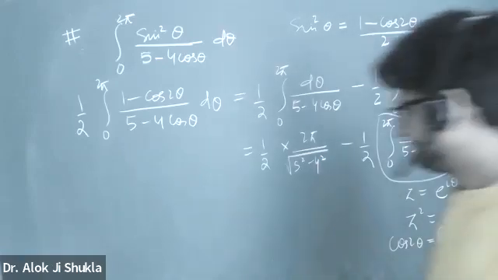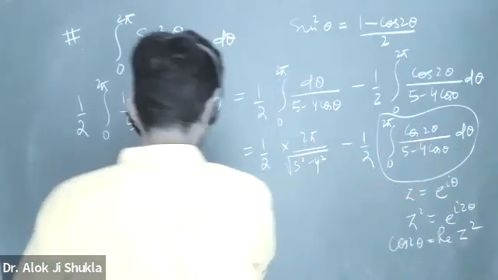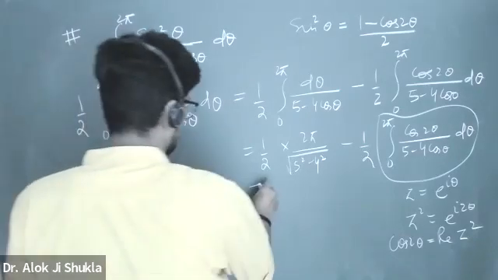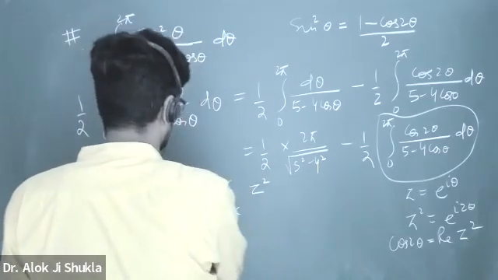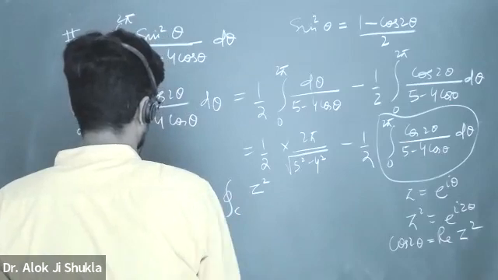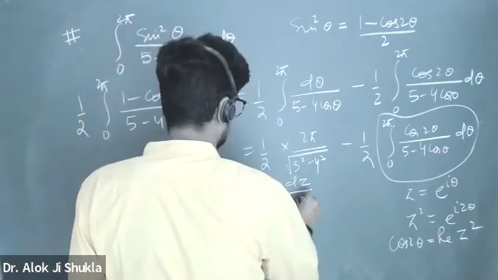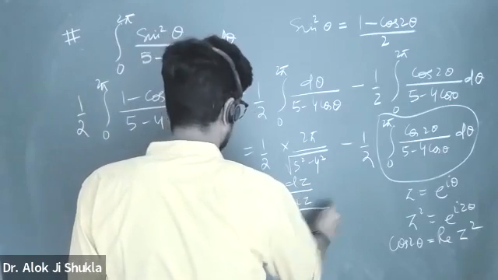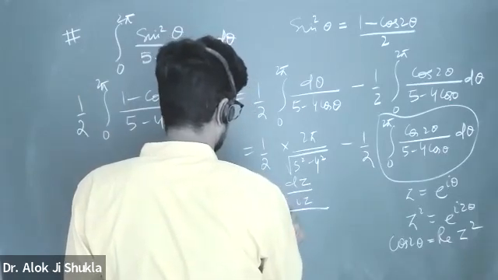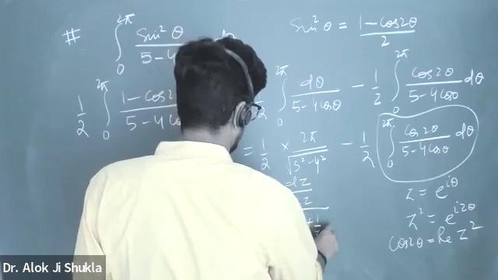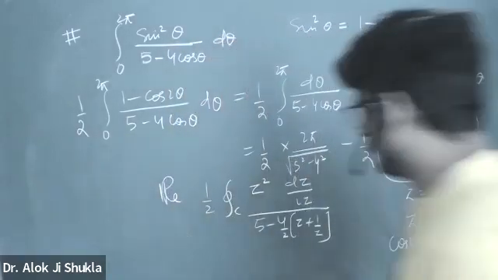So it will become half, closed integration over c, real of z square, and dz by iz, upon 5 minus 4 by 2 into (z plus 1 by z). This is your problem to be solved.